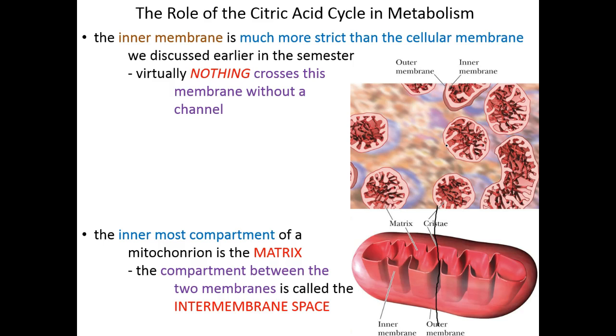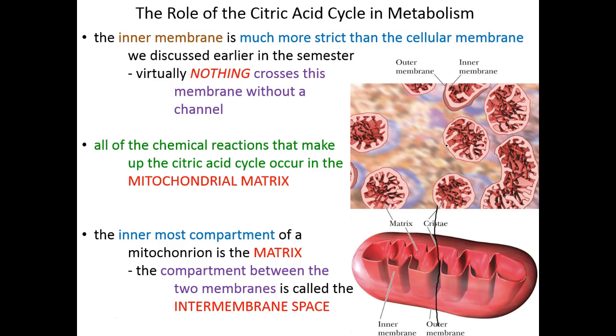The outer membrane of the mitochondria is quite strict, but the inner membrane is much more strict than that. Essentially nothing can cross the inner mitochondrial membrane without a channel. Nothing can. Whereas we know in cells we can get the diffusion of small nonpolar molecules that float through the cell membrane kind of like a ghost through a wall. All of the chemical reactions that occur in the citric acid cycle are occurring in the deepest part of the mitochondria, in that matrix, and so we'll be living in there for probably the next 2 lectures and then some.